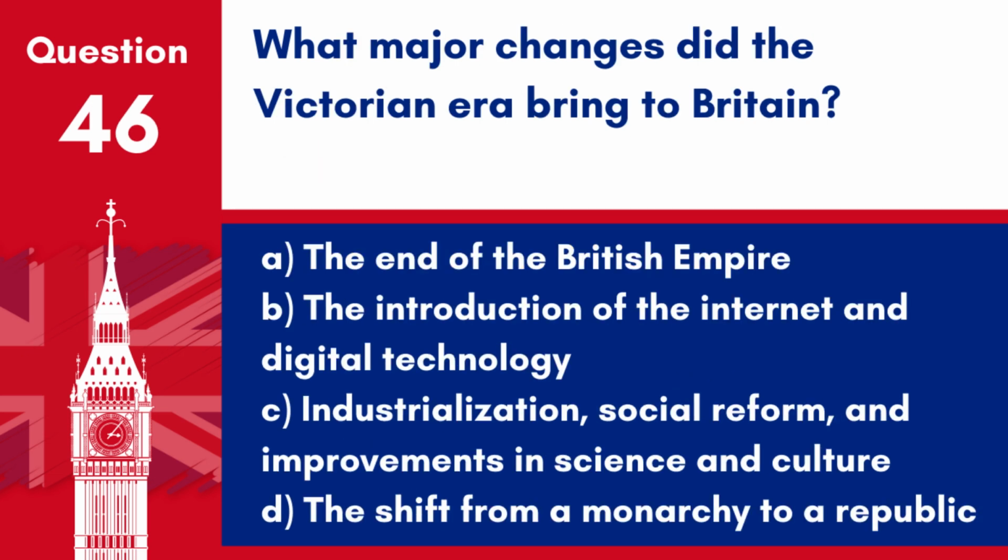Question 46. What major changes did the Victorian era bring to Britain? A. The end of the British Empire. B. The introduction of the Internet and digital technology. C. Industrialization, social reform, and improvements in science and culture. D. The shift from a monarchy to a republic.